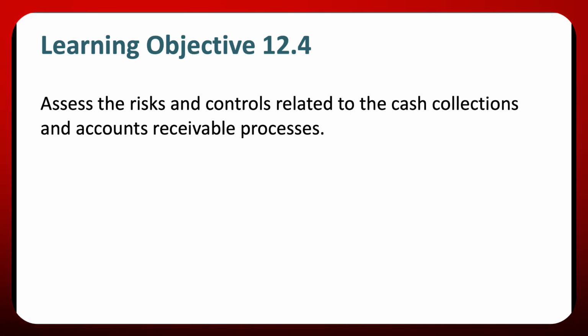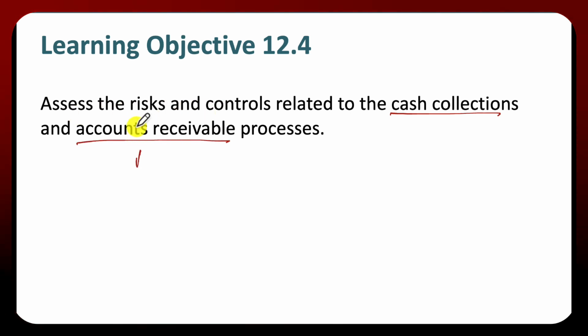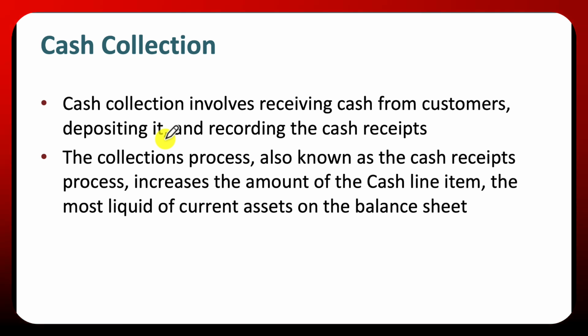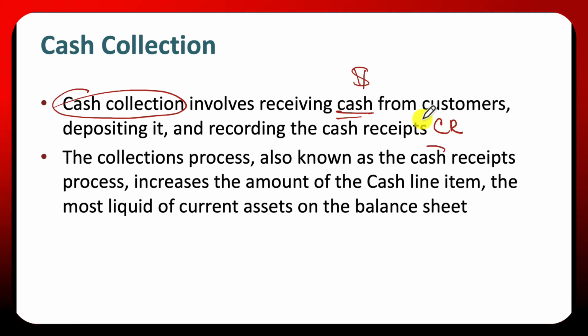In this video, we're going to discuss the risks and controls related to cash collections and the accounts receivable process, or the AR process. Cash collection involves receiving cash from customers, depositing that cash, and then recording the subsequent cash receipts. The collection process is also known as the cash receipts process because it increases the amount of the cash line item, which is the most liquid of the current assets on the balance sheet.